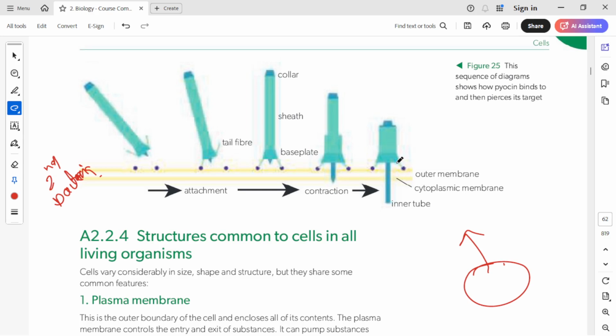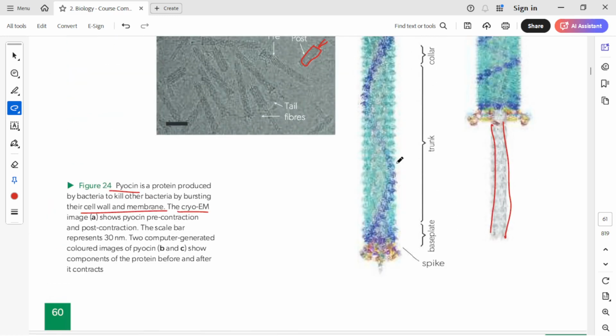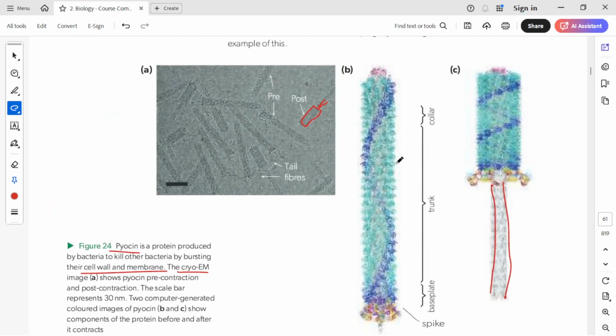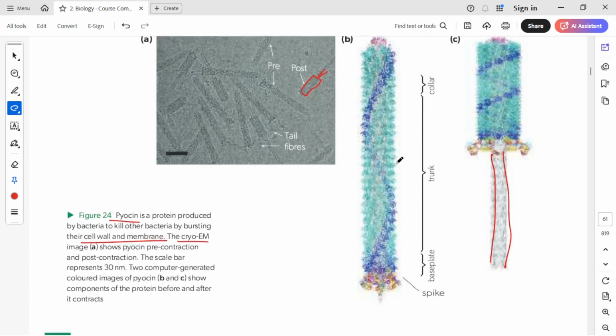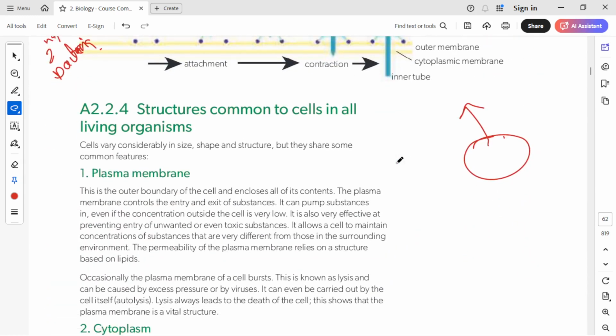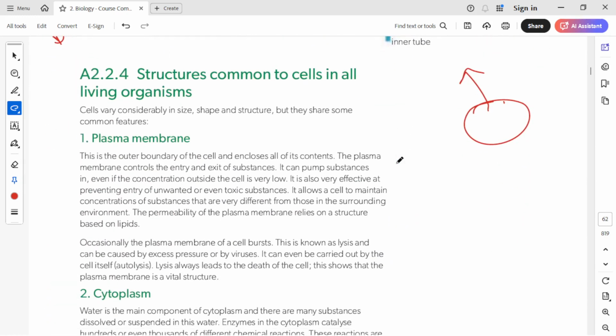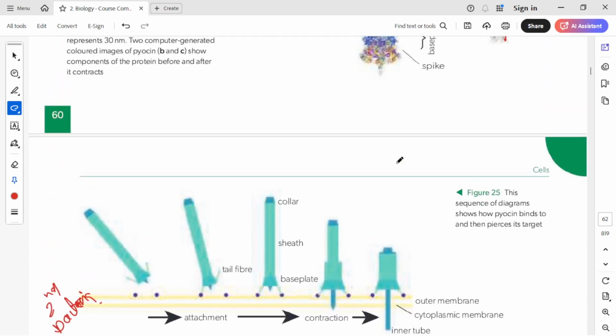So this is how an interesting protein structure was studied because of this cryo electron microscopy procedure. Students, that is all, I guess. Regarding microscopy, we have learned certain things, and we will continue with the structure of different cells, their different parts, the cell structures in prokaryotes and eukaryotes, and what the differences are. That we will cover in the next class.